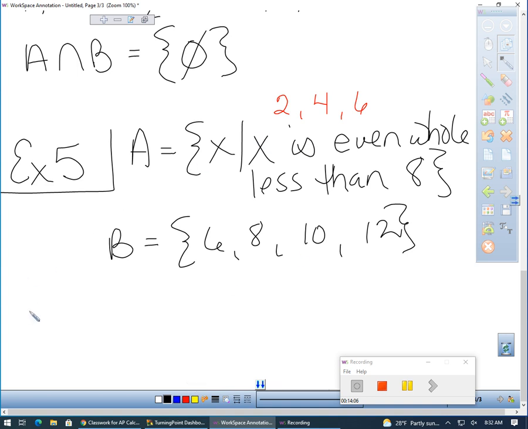All right, so if we do A intersect B, what does intersect mean? Yes, what they have in common, where they intersect each other or overlap each other. So it's just the number 6.